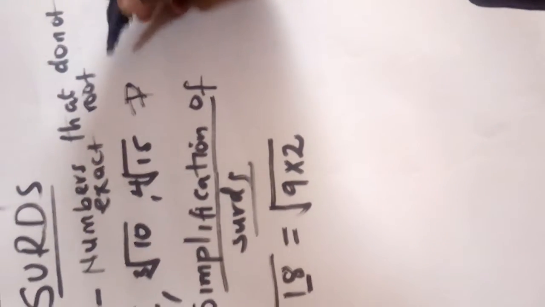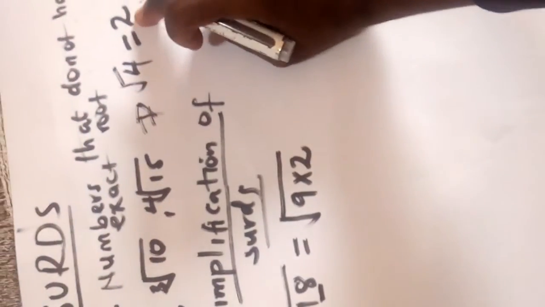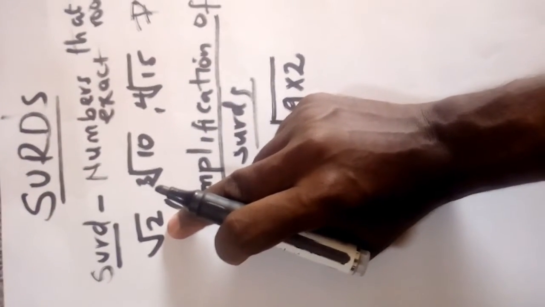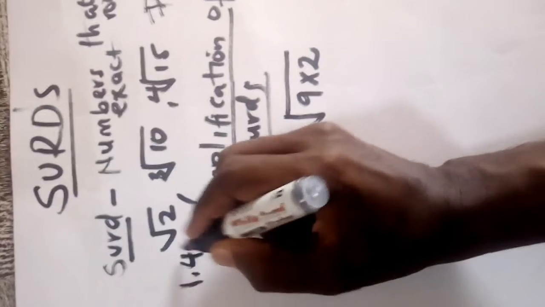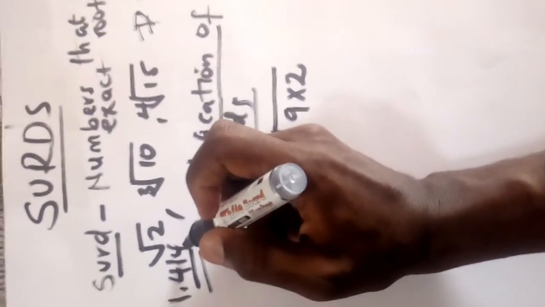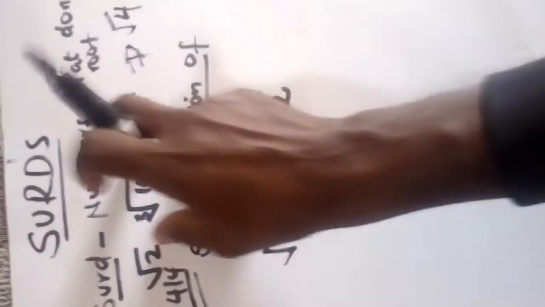Now, if we have the square root of 4, we can get the square root of 4, and that is 2. That means you can see 2 has no decimal point. But if we find the square root of 2, the result will be 1.414. So the answer will have a decimal point. Now that's how we define a surd. That's all about what a surd is, the overview of surds.